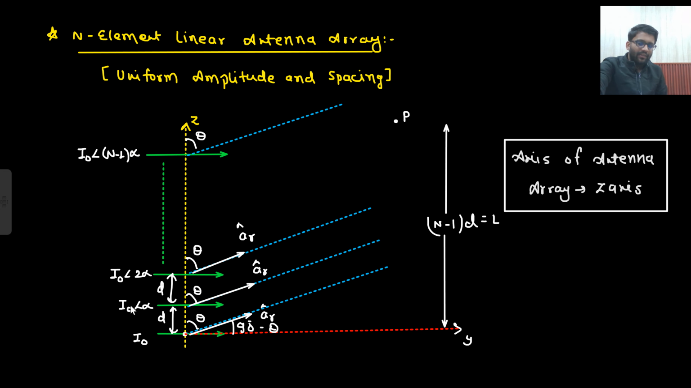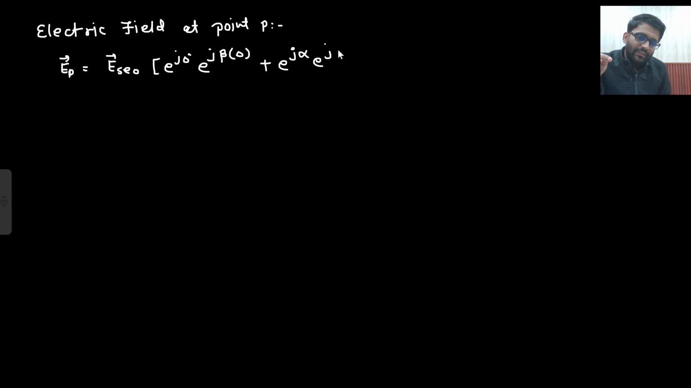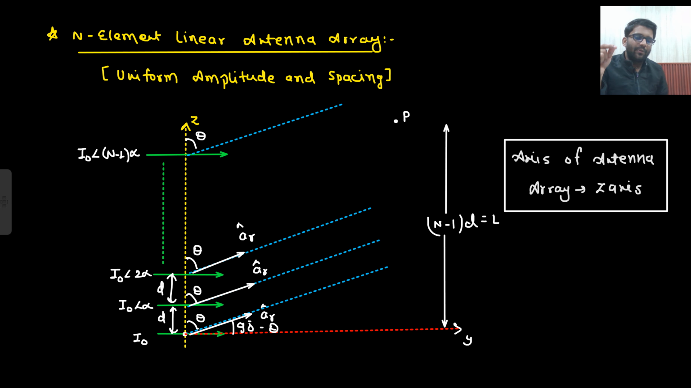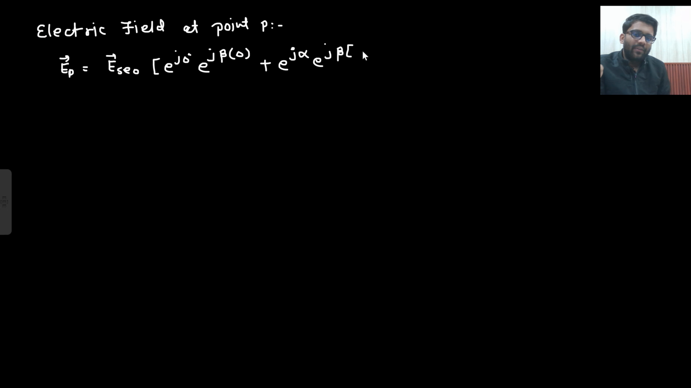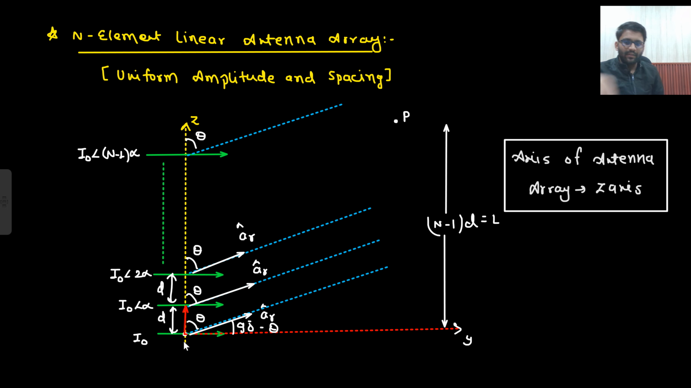Plus e to the power j. What about the second element? This second element has a current which is phase shifted by alpha. E to the power j beta. Then what do I need to do? From the origin towards the antenna, this is the vector. What is the angle between this d vector and the AR cap? That is theta. So what I am going to write down is d cos theta, because the angle is theta.